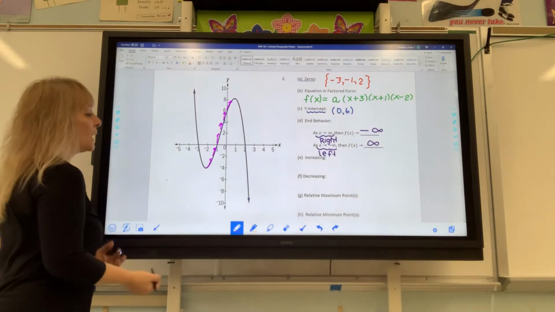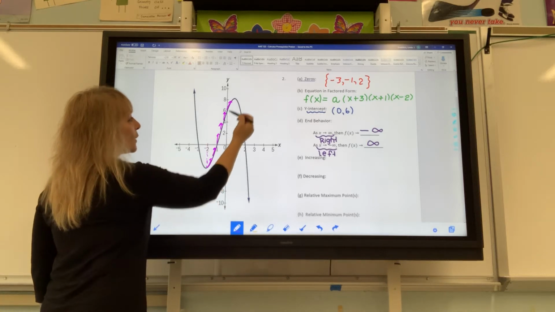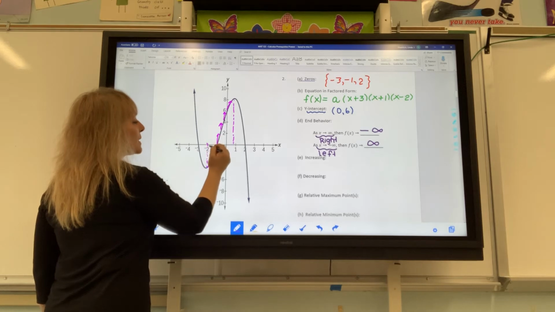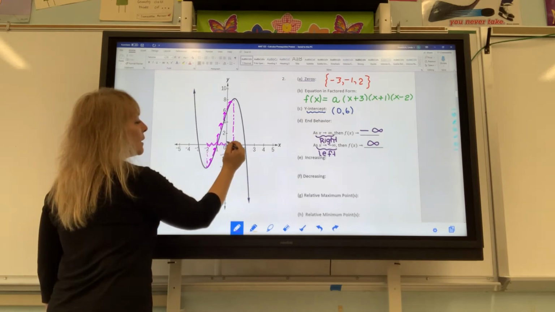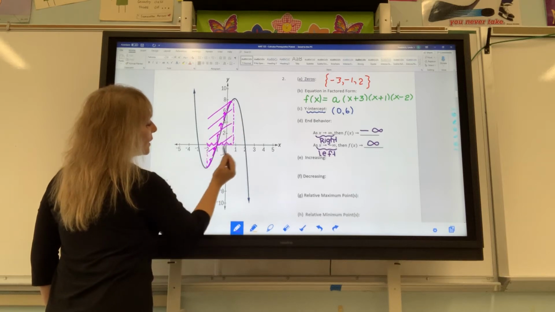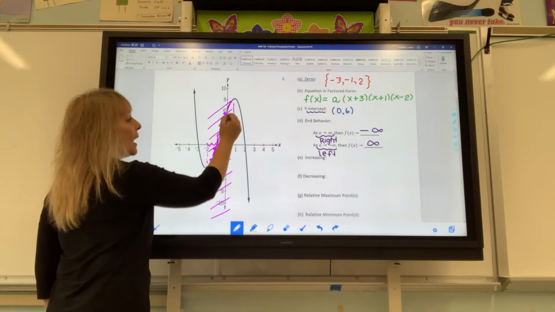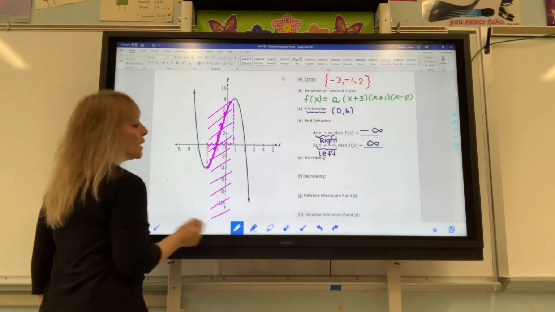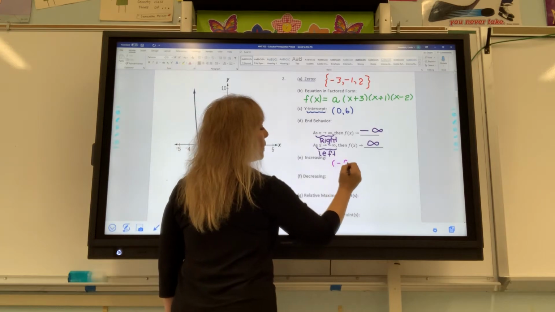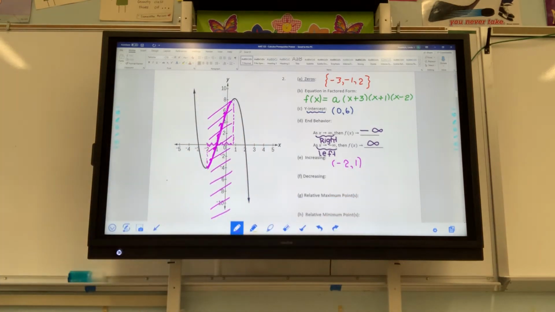And when you're doing increasing, you project where it starts to increase down to the x-axis. And it's basically on this window, right? That strip that you're looking at, this section that the function is increasing on, because it's going up in that section. So I have to say from -2 to +1. You never say inclusive, you always leave it as open intervals.